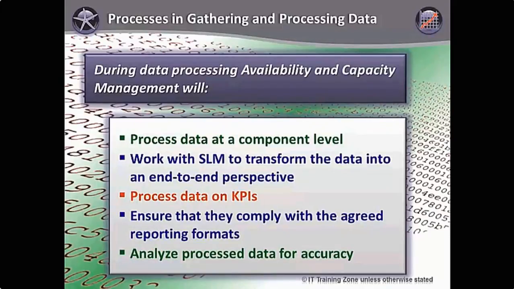During data processing, availability and capacity management will also have responsibility for processing the data at a component level. Work with service level management to transform the data into an end-to-end perspective. Process data on key performance indicators such as availability or performance measures. Ensure that they comply with the agreed reporting formats. Analyze process data for accuracy. Availability and capacity management provide a lot of low-level information to support continual service improvement. If this is inaccurate, many of our later conclusions will also be inaccurate.